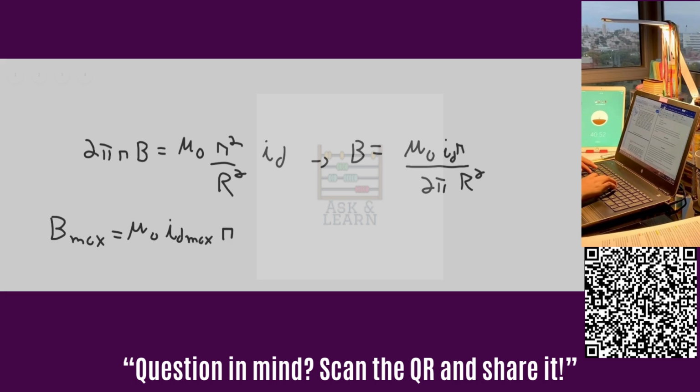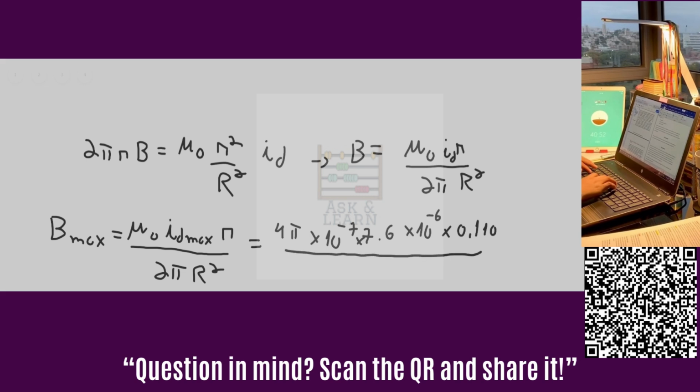times r divided by 2 pi R squared, and we can plug in values. This is 4 pi times 10 to the minus 7, I is 7.6 times 10 to the minus 6, r is 0.110 divided by 2 pi times 0.180 squared. And this gives us a maximum magnetic field of 5.16 times 10 to the minus 12 Tesla.